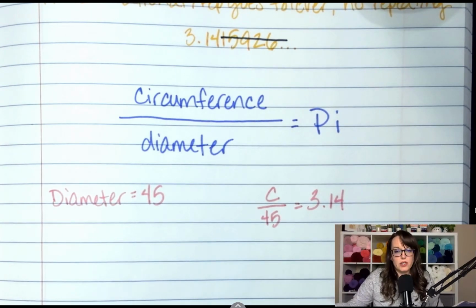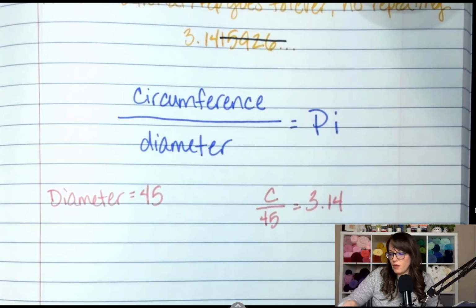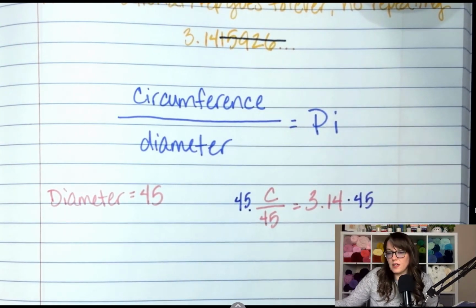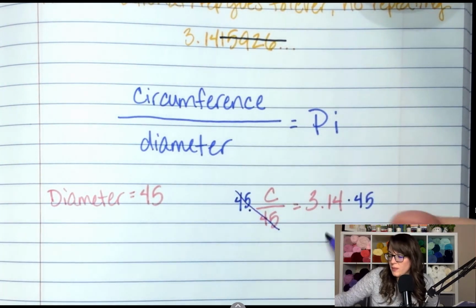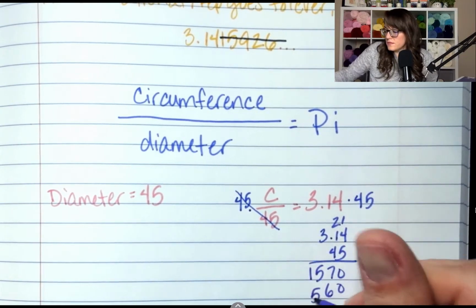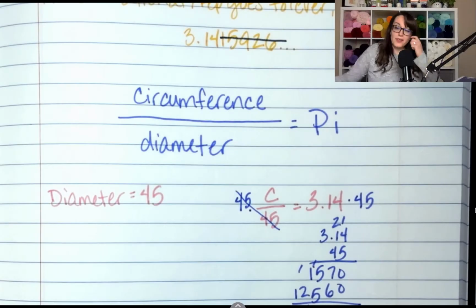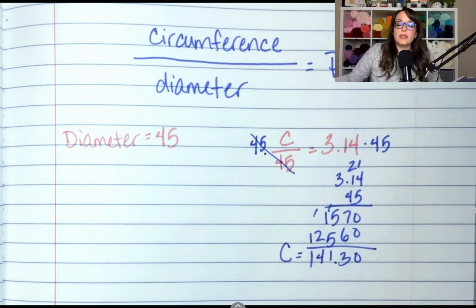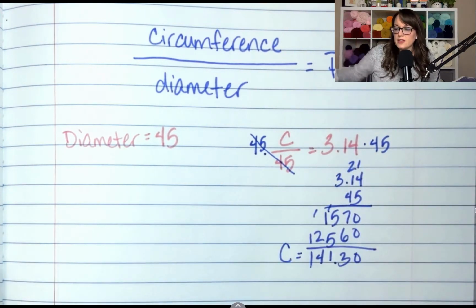Now it's a one-step equation. What is the opposite of dividing by 45? Multiplying by 45. So if I multiply this by 45 and multiply this by 45, those will cancel out. What is 3.14 times 45? 141.3. So the circumference here is 141.3.